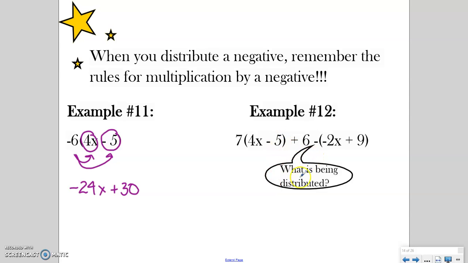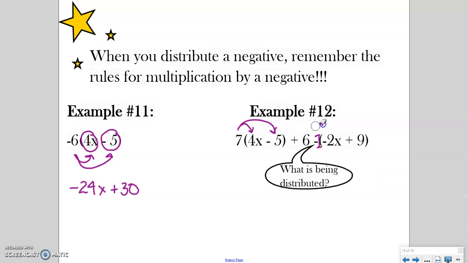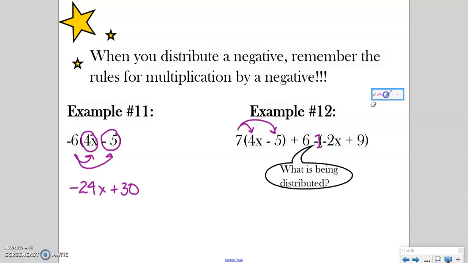For this one, it says what is being distributed. So you have that negative in front of the parentheses. It's that invisible 1 that's in front. So I'm just going to place that 1. The negative 1, the invisible 1. So now we start distributing. So then distribute that and this. Oops, my mistake. I was trying to do the negative 1 to the numbers in the parentheses. So this and this. And notice that that plus 6 is by itself.